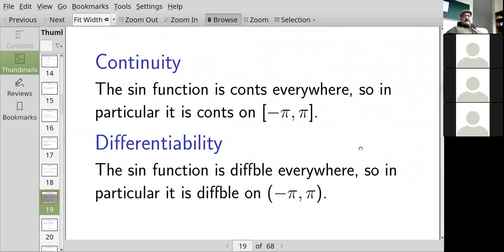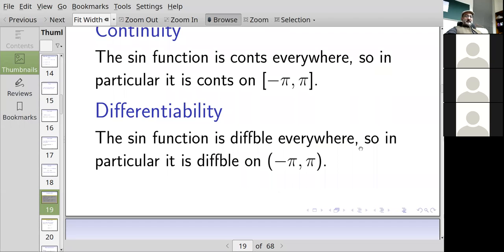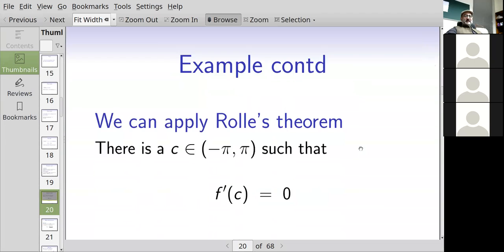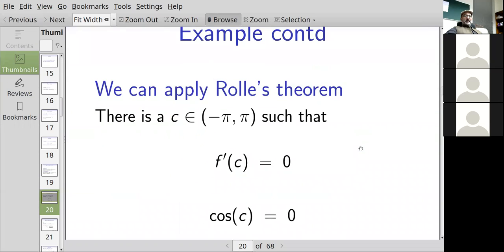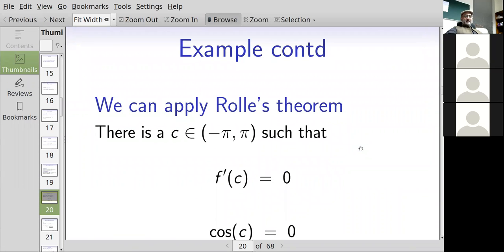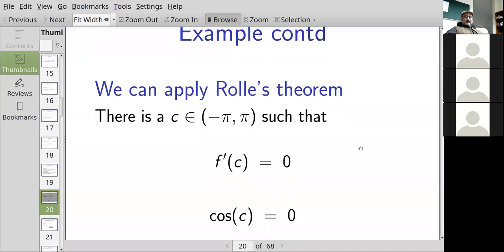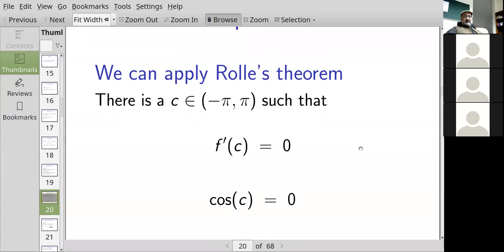All right, so that's basically what I've said before. The sine is continuous everywhere, so it's continuous on this subset of the reals. It's differentiable everywhere, so it's differentiable on that subset of the reals. The values at the endpoints are the same, and so we're allowed to apply Rolle's theorem. There's some point on this interval where the derivative is equal to 0, and the derivative is easy to work out. In this case, it's the cosine. So there's some point c in the open interval from minus pi to pi where the cosine is equal to 0.